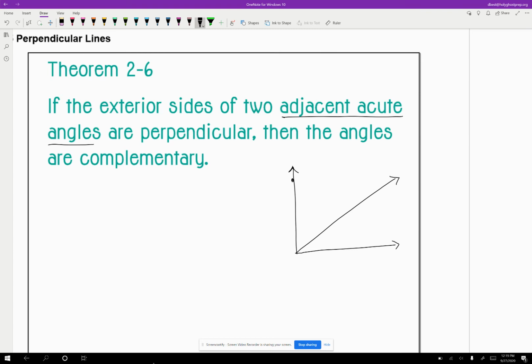And I'm going to label this as A. My vertex will be O. And I got B and C. So it says that if the exterior sides, so in this case, my AO and OC, if those two sides are perpendicular, then those two angles must be complementary. So again, this will be part of your homework. It's partially set up for you in the work, so you just have to provide a couple of the steps for justifications and a couple of the statements.